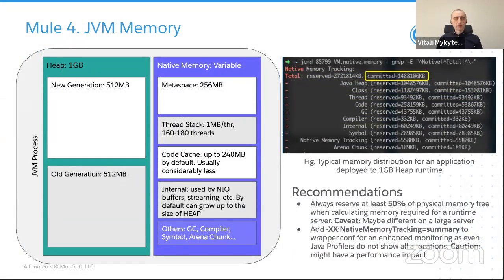Sorry, let me come back for a second. So as you can see, if we talk about runtime memory or JVM memory, we should always consider, as a thumb rule, that we need to reserve at least 50% of memory available for native memory allocations, which are on top of heap. So having, let's say, 1 GB of heap allocated, it's a good thing to have at least 2 GB of memory allocated for the virtual machine we are running the runtime in.